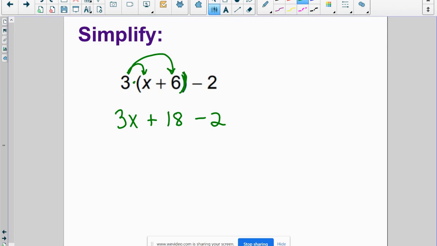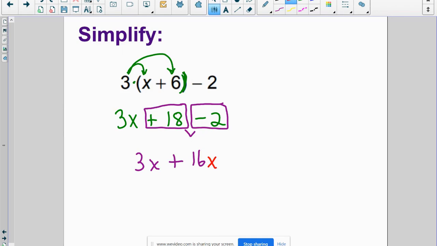However, now we have like terms. There are technically two terms here that have the same variable raised to the same powers because there aren't any variables. So it's the positive 18 and the minus 2, which when we combine those together becomes a positive 16. So we use plus because it was positive 16. Do I add those together to get 19x? Nope. We'd only be able to do that if it was 16x plus 3x, but it's not. So your final answer was 3x plus 16.